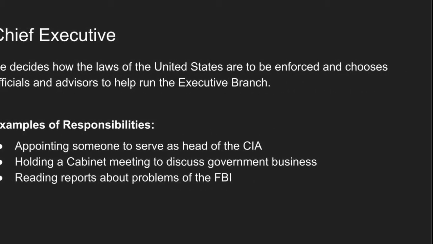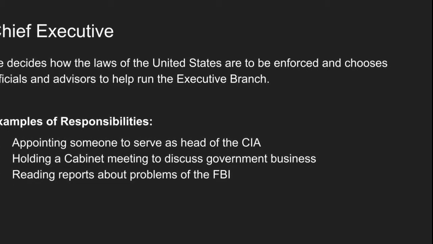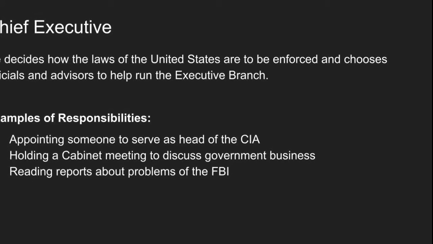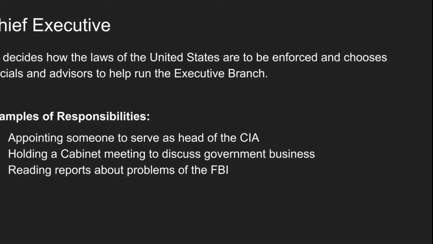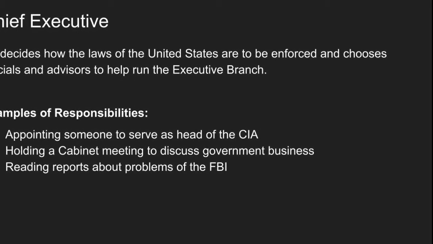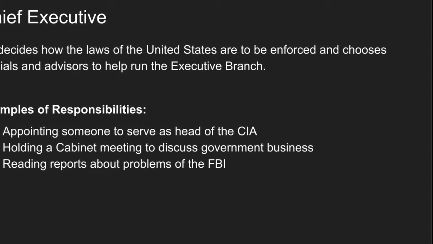The president is also the head of the executive branch. He decides how the laws of the United States are to be enforced and chooses officials and advisors to help run the executive branch. Some examples of his responsibilities as the chief executive are appointing someone to serve as head of CIA, holding a cabinet meeting to discuss government business, and reading reports about problems of the FBI.